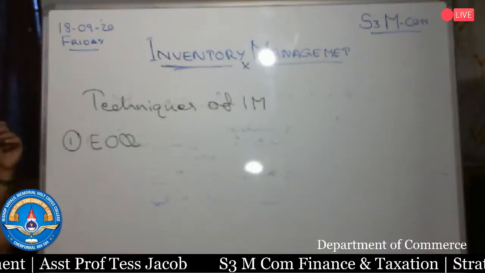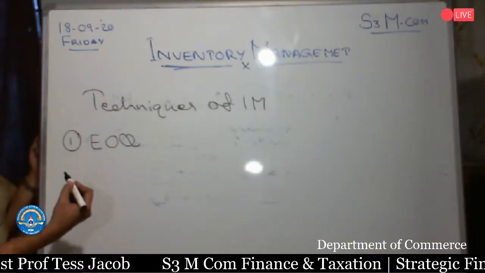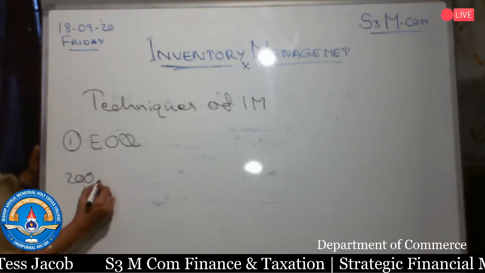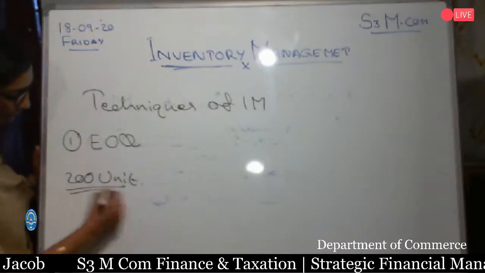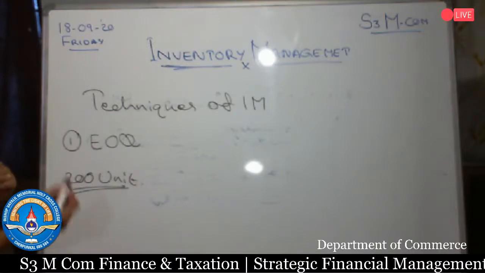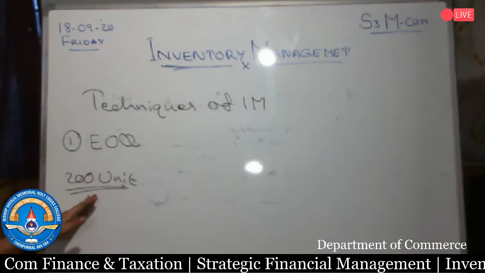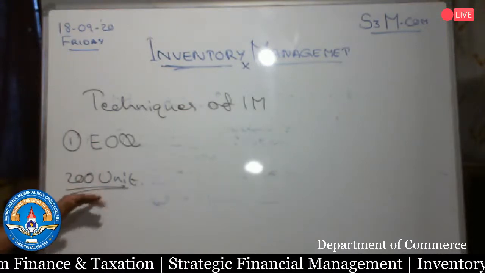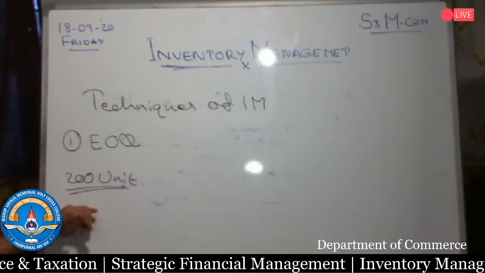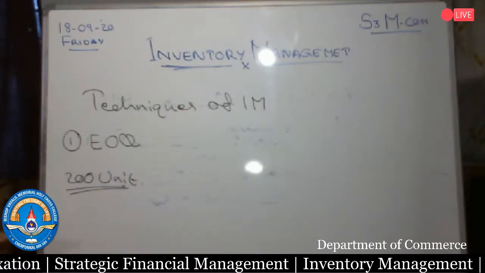For example, after the calculation of EOQ with the equation, suppose the company got 200 units. The EOQ is 200 units. So after getting this unit level, every time the organization should try to purchase 200 units of material. If they purchase 200 units from that time onwards, what will they get? Total cost at the lowest level, and carrying cost and ordering cost will be equal.